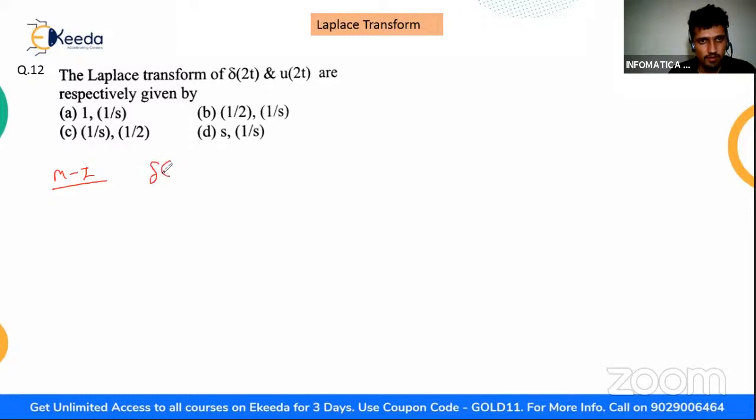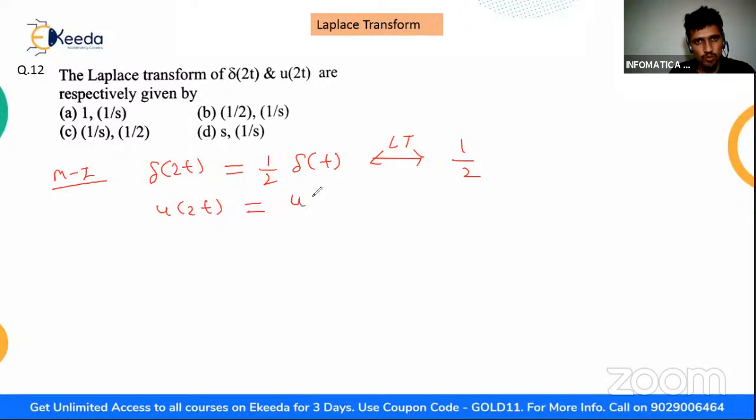First we will use the definition of delta 2t, which is scaling in impulse, which is given by 1/2 delta of t. So the Laplace transform of this will be 1/2. Similarly, u of 2t will be equal to u of t. You can just do this scaling in u(t), and you will find that u(2t) and u(t) are the same. So for that, it will be 1/s. So the answer will be 1/2 and 1/s.